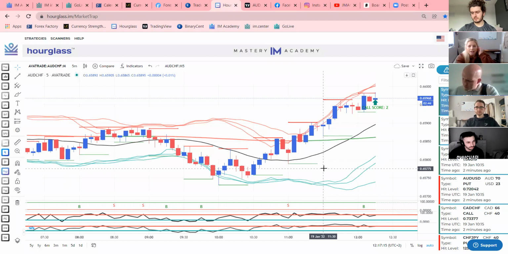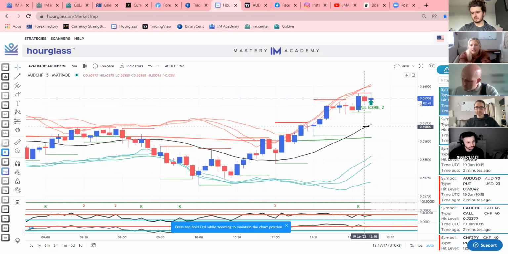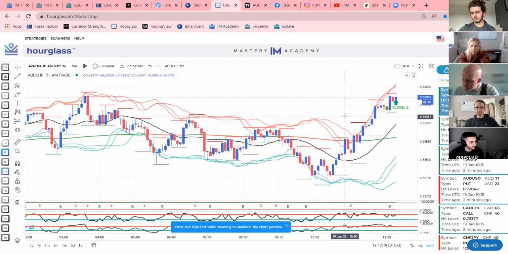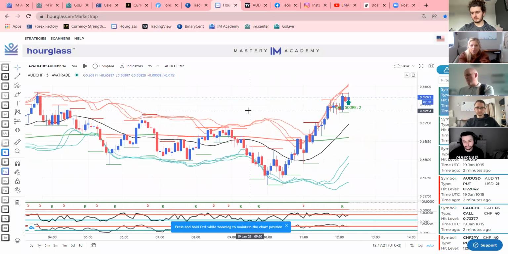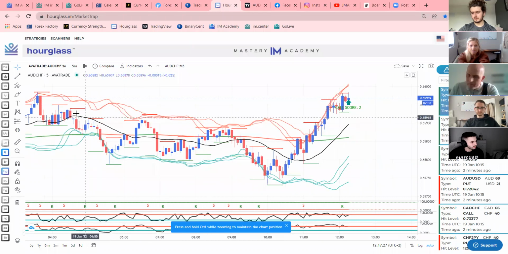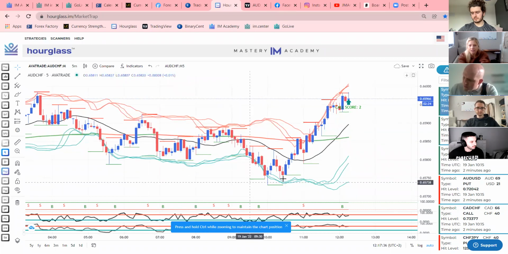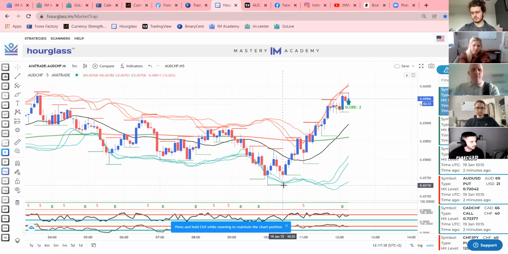Okay, and then what you also want to be looking for is support and resistance levels. Something really handy about Market Trap is you'll see we've got these green lines and these red lines. The flat lines that you see indicate the top part of a bunch of candles and the low part of a bunch of candles. So this is support and resistance, or floors and ceilings.